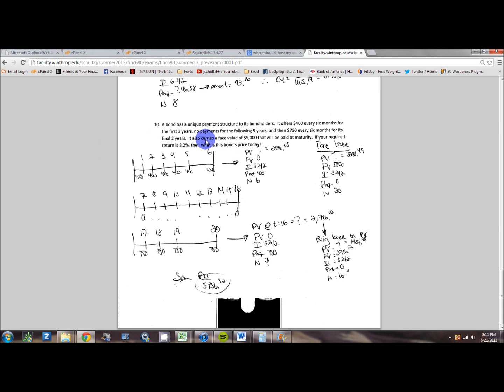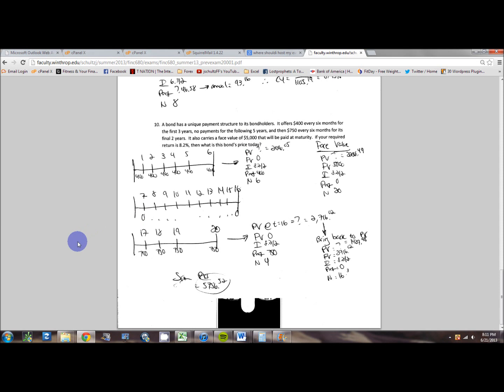Okay, so you read through the problem and you see that this bond has a unique payment structure. It's going to pay you $400 every 6 months for 3 years, then nothing, then $750 every 6 months for the final 2 years, and it has a face value of $5,000. What would you be willing to pay for this bond today?